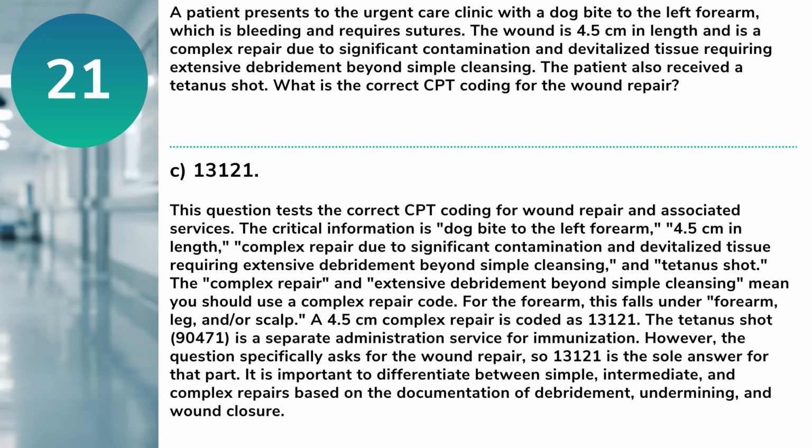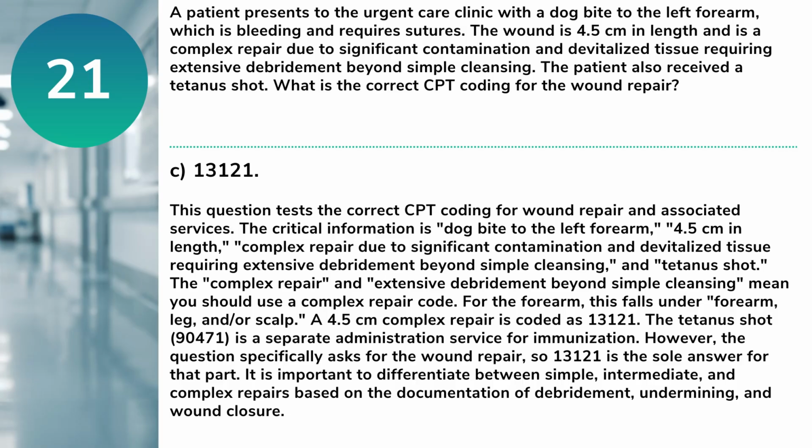Answer, C. 13121. This question tests the correct CPT coding for wound repair and associated services. The critical information is dog bite to the left forearm, 4.5 centimeters in length, complex repair due to significant contamination and devitalized tissue requiring extensive debridement beyond simple cleansing, and tetanus shot. The complex repair and extensive debridement beyond simple cleansing mean you should use a complex repair code.